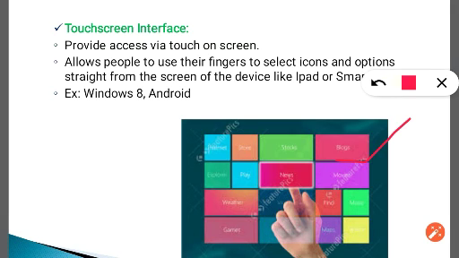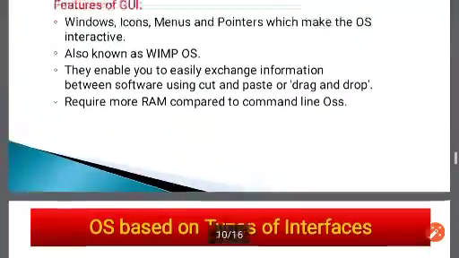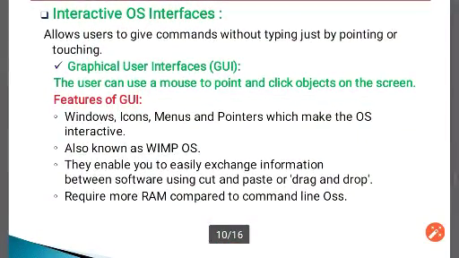Okay, we have got our smartphones, tablets, notepads. So it provides us access via touch on the screen. People use their fingers to select icons and options. For example, Windows 8, Android, all these operating systems are for touch screen interface. And let me just tell you the operating systems used for graphical user interface. You can just have Windows 8, Windows 7, right?